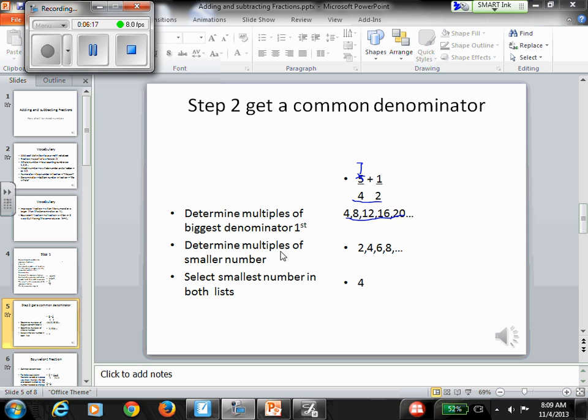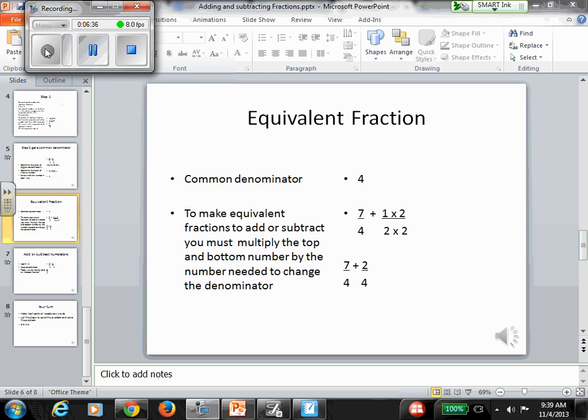Then I'm going to determine the multiples of the smaller number. The smaller number is 2. So I'm going to count by 2s: 2, 4, 6, 8. I go as high as I need to where I have a matching number. Here, I select the smallest number in both lists, and that number is 4. All right, now we know that the common denominator is 4.